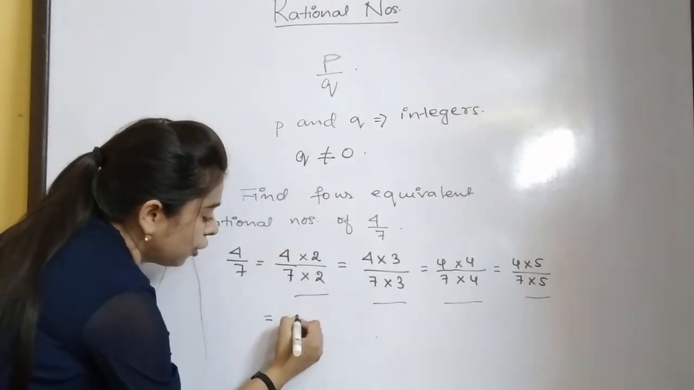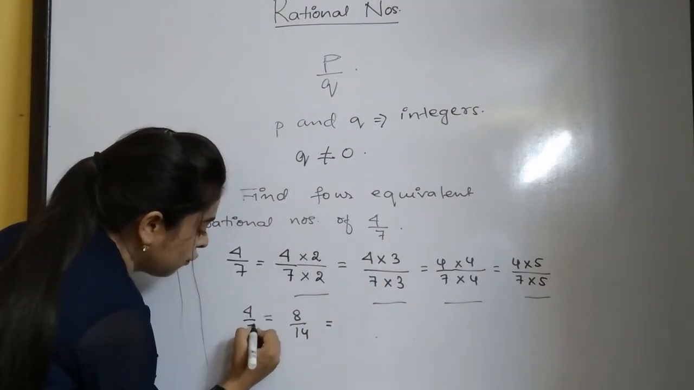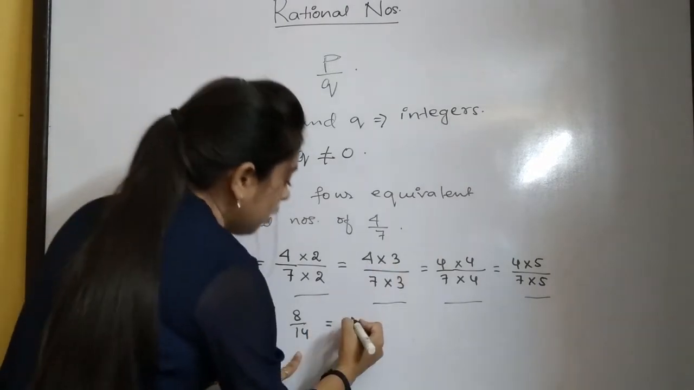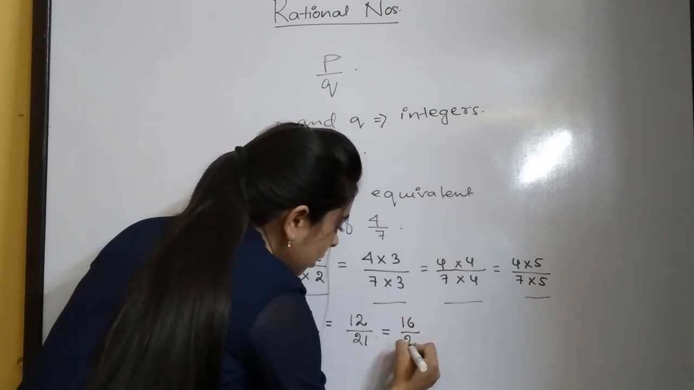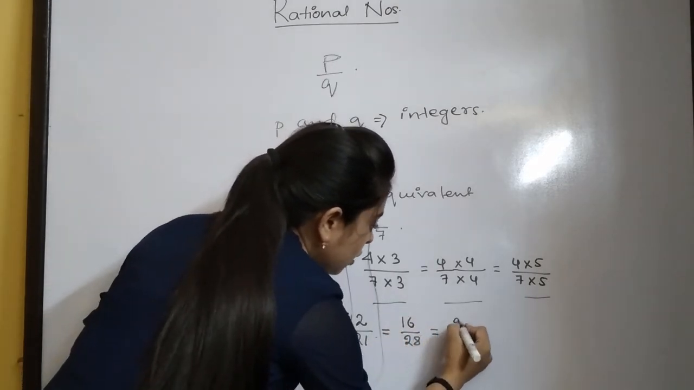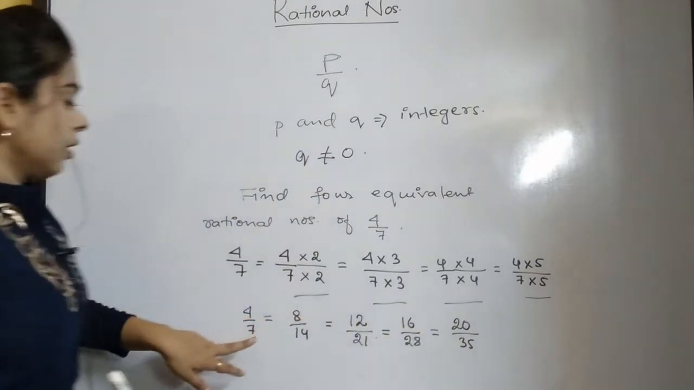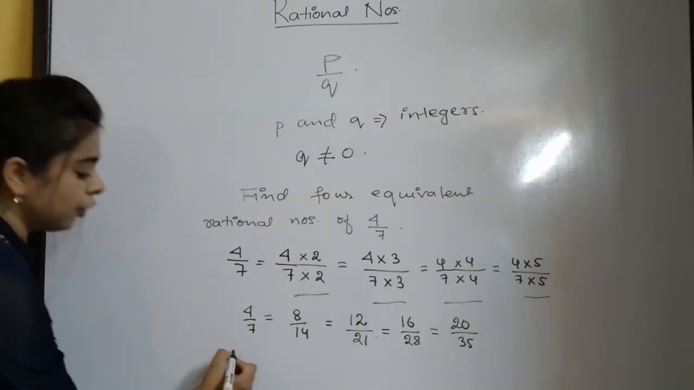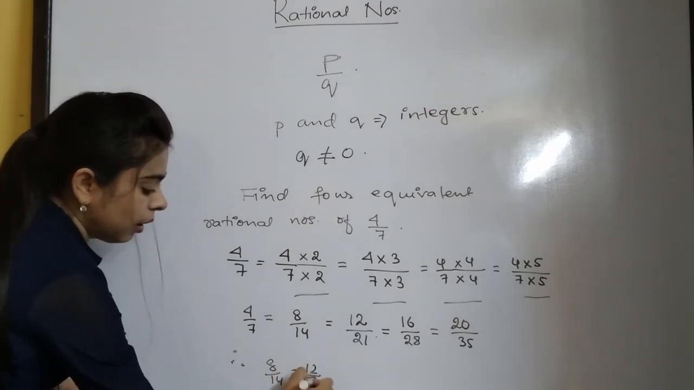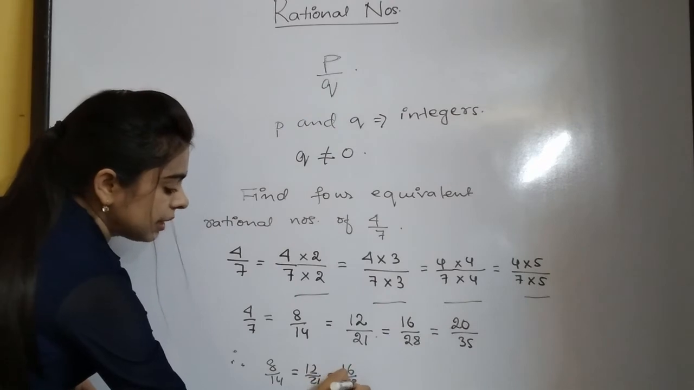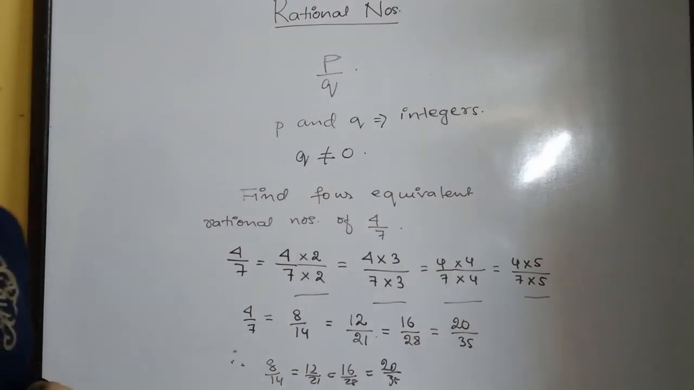So what do you get from here? You get 8 by 14. So this is 4 by 7, which is equivalent to 8 by 14. Now over here, what do you have? 12 by 21. Then you have 16 by 28. Then you have 20 by 35. So these are all equivalent rational numbers of 4 by 7. Therefore, 8 by 14, 12 by 21, 16 by 28, and 20 by 35 are the equivalent rational numbers of 4 by 7.